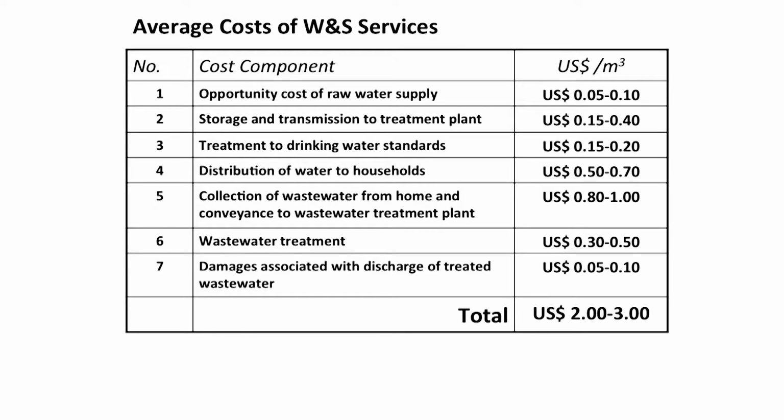As shown in the table, the total cost for all 7 components is on the order of $2 to $3 per cubic meter. The transport and storage of raw water supplies can be expensive in some cases, but many cities are able to find relatively inexpensive raw water supplies. I want to emphasize that this is not an upper bound on the cost per cubic meter. The costs where I live in the United States are approximately twice this much per cubic meter.